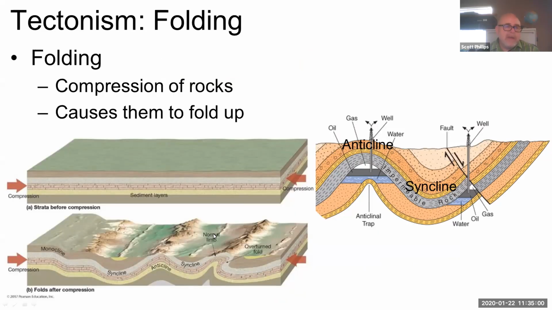Now, if you're pushing rocks together, you could also have folding. This is where you have, for example, sedimentary layers that are put under pressure, under compression, and they can be folded up together. This creates two types of features, one called an anticline, the overfold, and a syncline, an underfold. One thing significant about these is they're often associated with areas of oil and gas production because the folds can create traps where you can collect gas and oil, and those can be tapped into to extract oil.